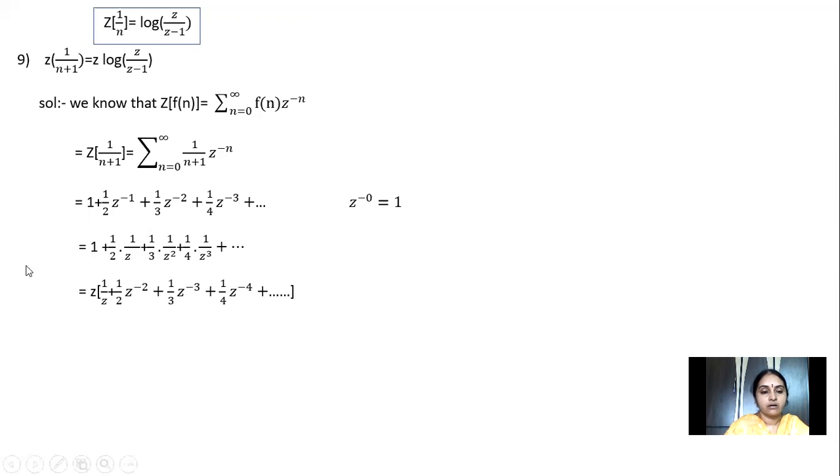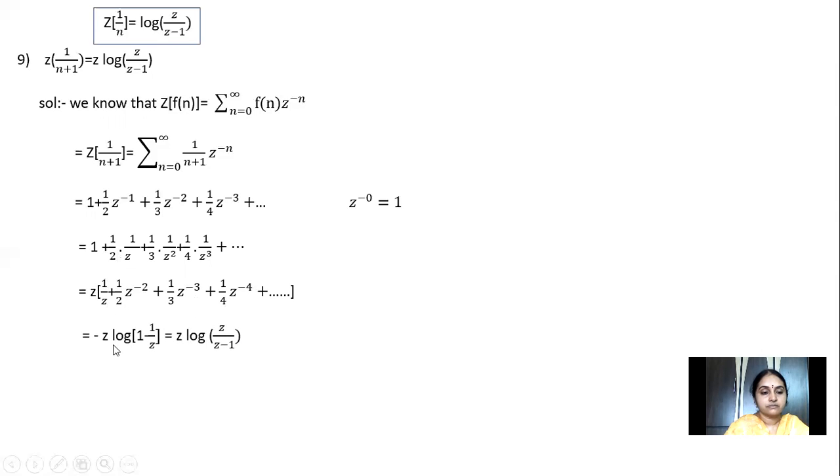But here z square is there, no? 3 is there. For that, we are multiplying and dividing by the z term. That means z into z multiplication and divided by z, 1 by z, and then z common. 1 by z into 1 by 2 into 1 by z square, 1 by 3 into 1 by z cube, 1 by 4 into 1 by z power 4. That you write in the numerator.